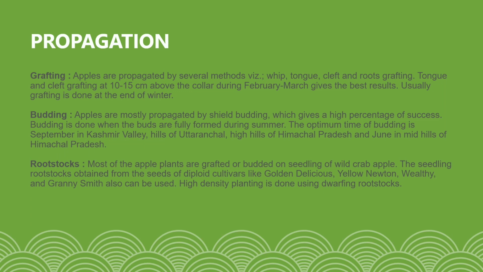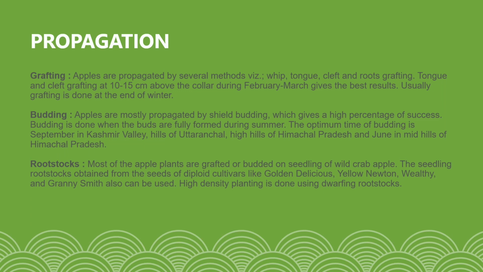First is grafting. Apples are propagated by several methods: whip, tongue, cleft, and root grafting. Tongue and cleft grafting at 10 to 15 centimeters above collar during February to March give best results. Usually grafting is done at the end of winter.